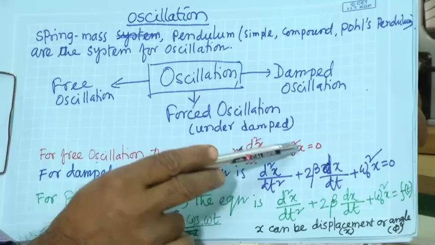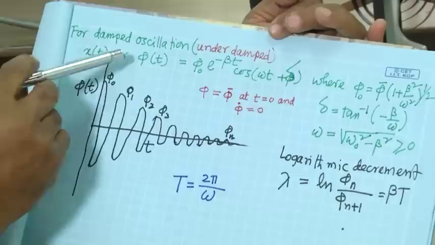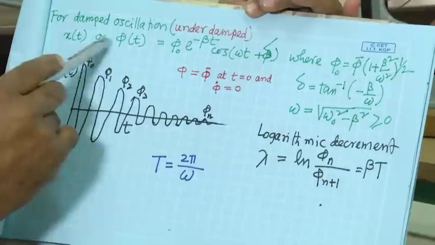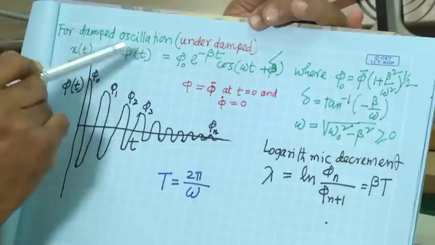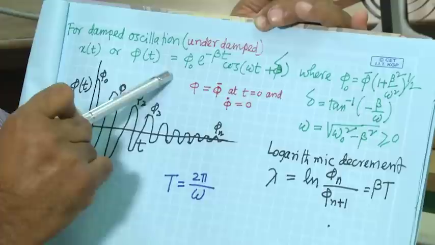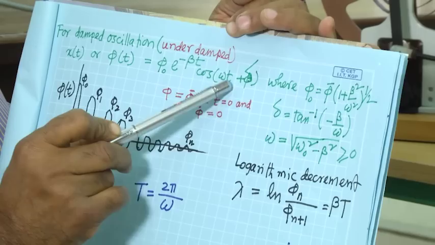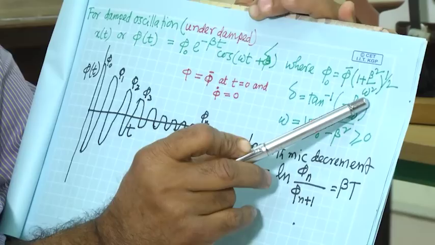And in case of damped oscillation, what is the frequency of the oscillator? So for damped oscillation, I would prefer to write phi(t), because in this present case it is the angle change. The general solution of this differential equation of motion is phi as a function of t equal to phi 0 e to the power minus beta t cos(omega t plus delta), okay, where phi 0 is phi bar times 1 plus beta square by omega square, to the power half, the square root of this.